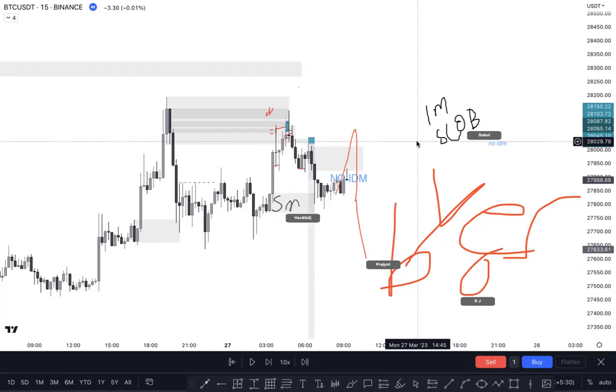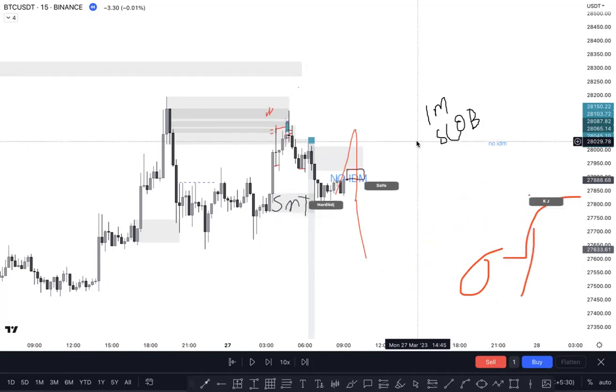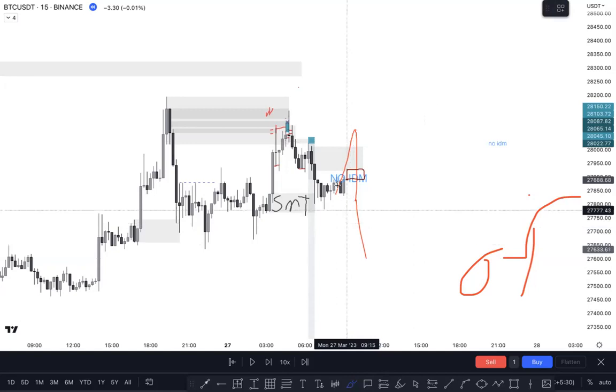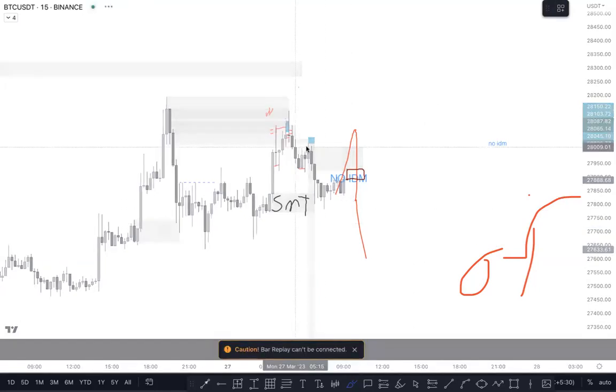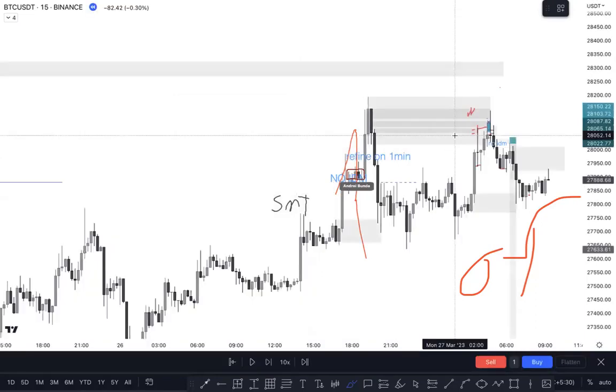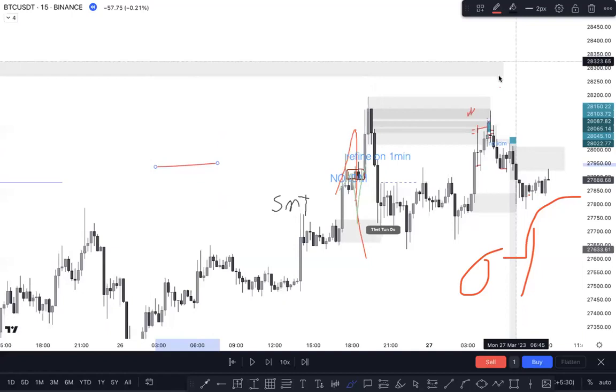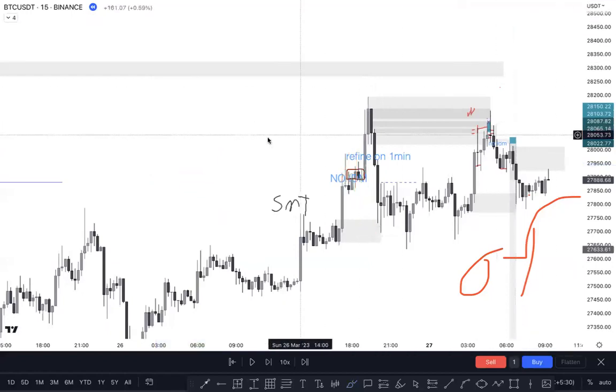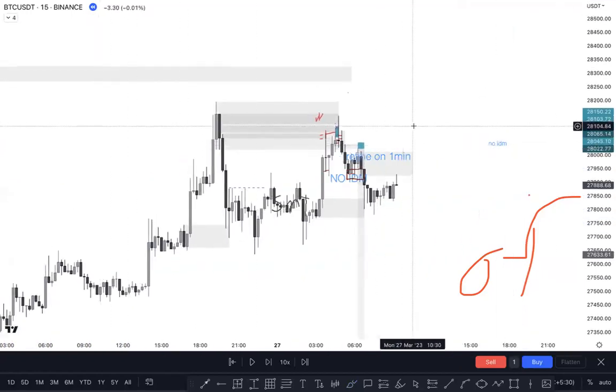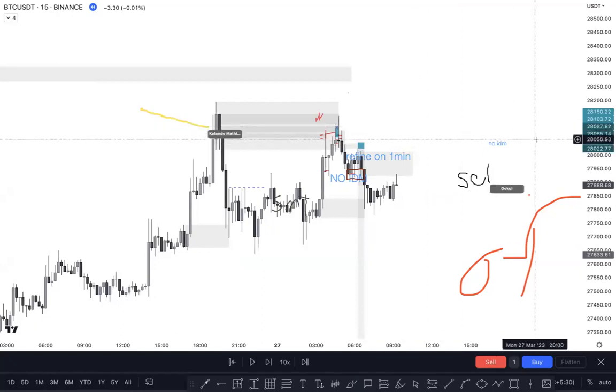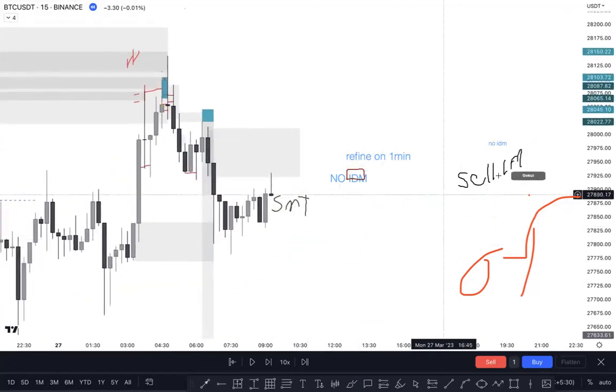1 minute order block. No IDM. Yes, sir, we don't need IDM because the previous high was swept here. Refine into 1 minute exactly, and you can play here in two ways.